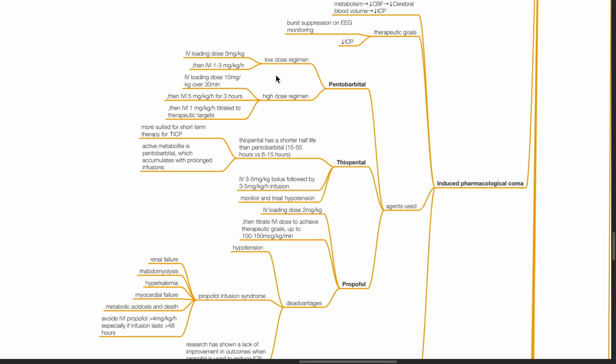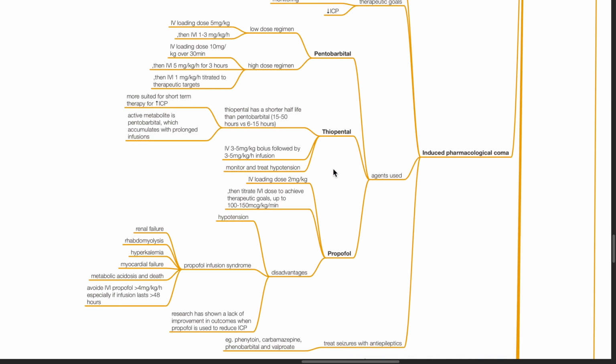Thiopental has a shorter half-life than pentobarbital, 15 to 50 hours versus 6 to 15 hours. It is more suited for short-term therapy for raised ICP. The active metabolite of thiopental is pentobarbital, which accumulates with prolonged infusions. The dose is IV 3 to 5 mg per kg bolus followed by 3 to 5 mg per kg per hour infusion. Monitor and treat hypotension.